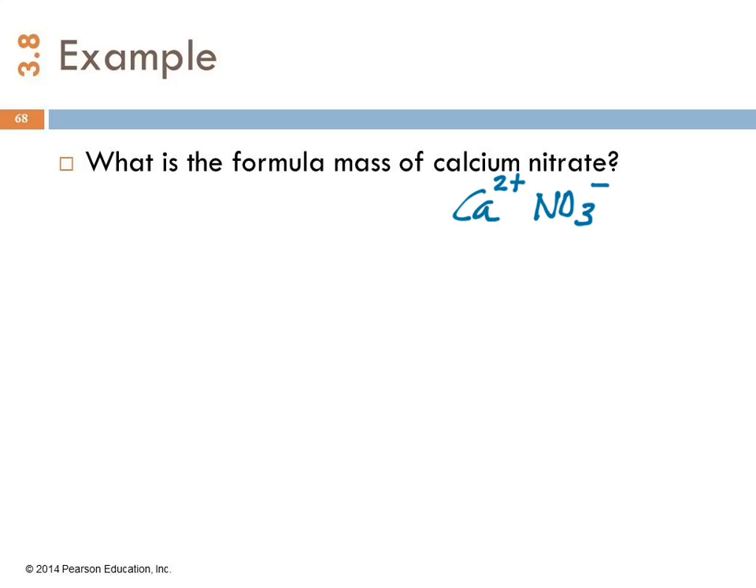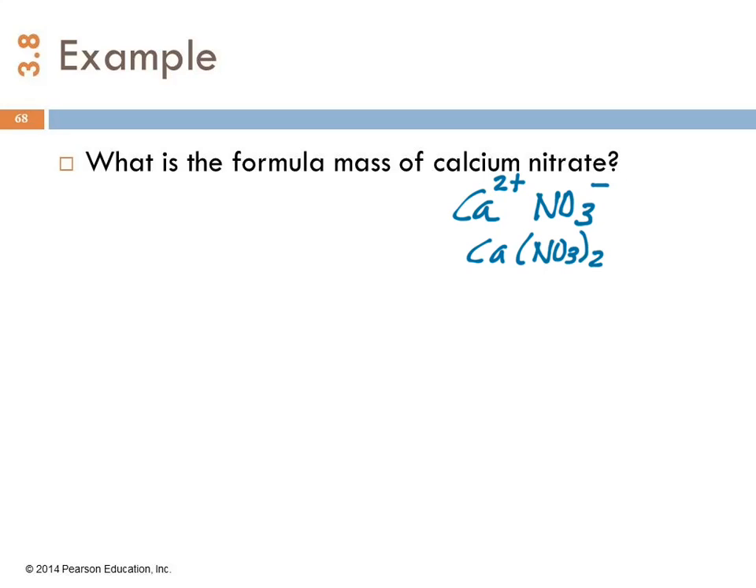We have to have the charges before we can write the formula. Otherwise, you're going to get the formula wrong, most likely. Now we put these together. Based on the charges, we need 2 nitrates to balance the charge on 1 calcium, going for the lowest ratio of ions that will add up to a 0 charge overall. We know this is an ionic compound because calcium is a metal. It's not going to be a binary molecular one. There are no prefixes, that's another hint.